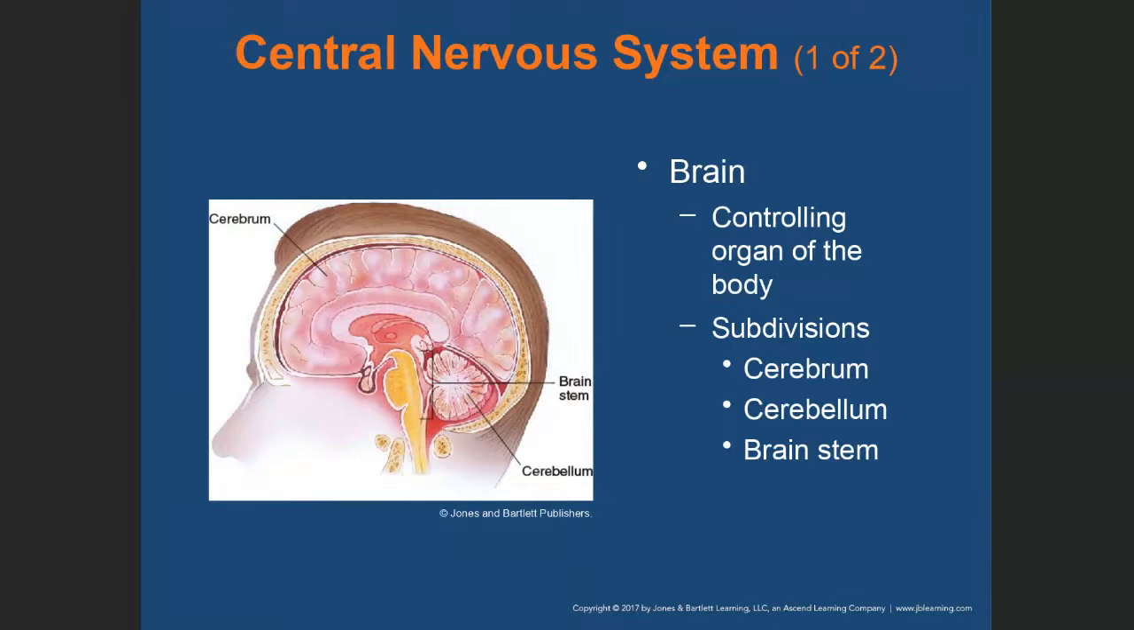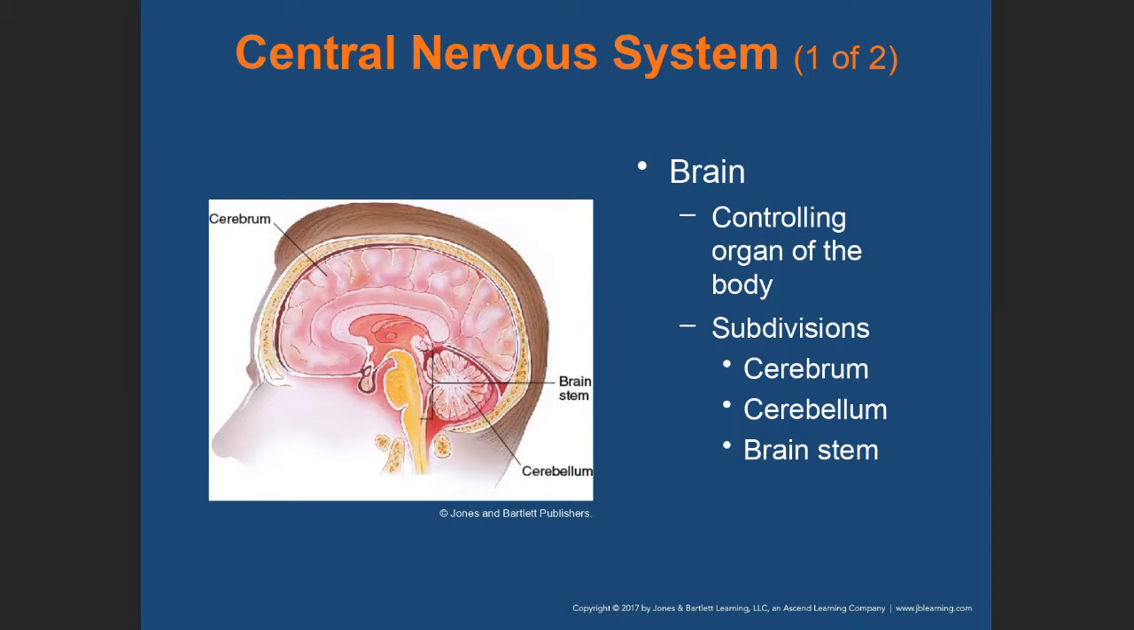All right, so let's look at the central nervous system, specifically the brain. Now, there are three divisions of the brain that you must be familiar with. So you have the cerebrum, the cerebellum, and the brainstem. The cerebrum is the largest portion of the brain. This is the area of the brain that is responsible for all of the conscious functions or voluntary functions within the body. Anything that you have to think about is going to be the cerebrum.